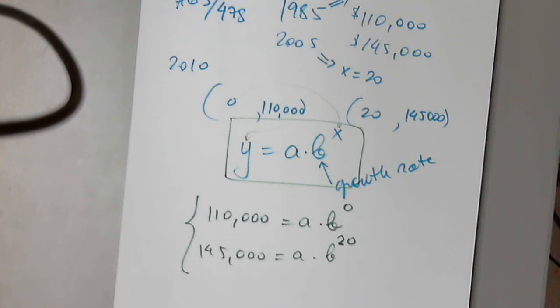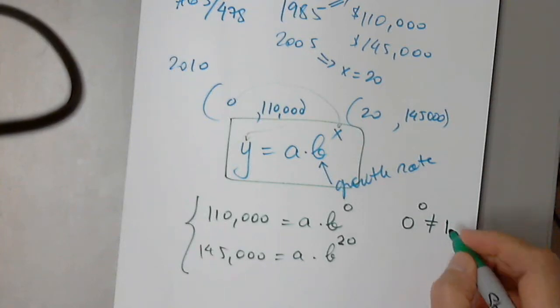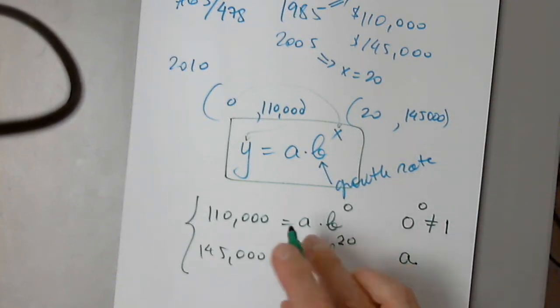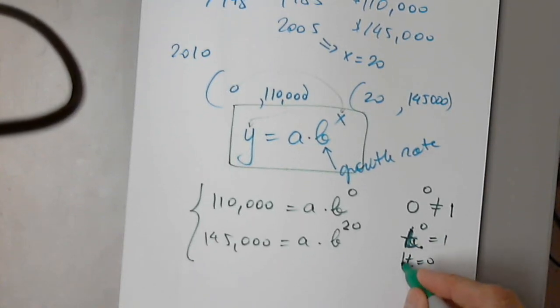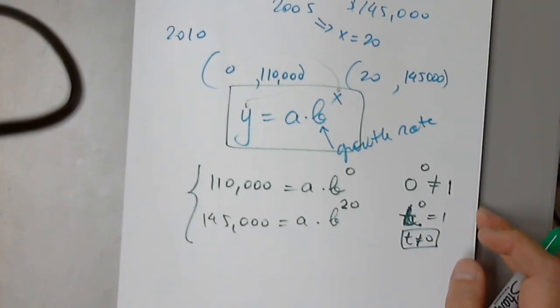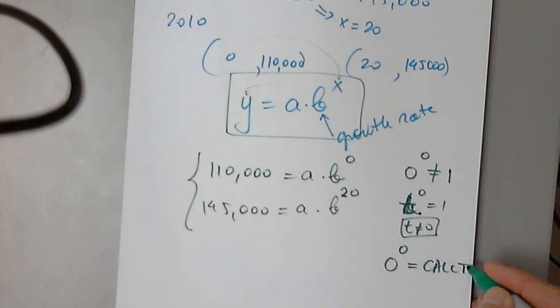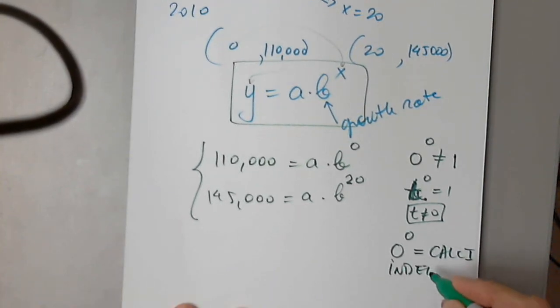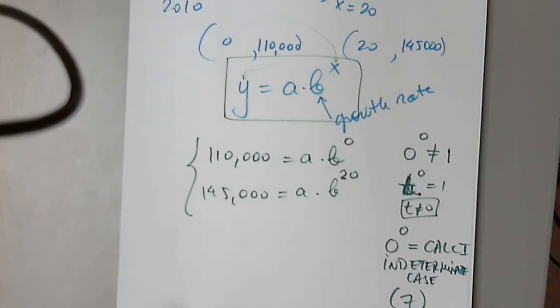Obviously, b to 0, b is a growth rate, so it cannot be 0. Remember, 0 raised to 0 is not 1. Maybe I shouldn't use a to confuse you. Let me say t. Any number raised to 0 is 1 except when t is 0. T cannot be 0. So what is going on with the 0 raised to 0? You have to wait till Calc 1. This is called an indeterminate case, not an undefined case. There are a total of 7 indeterminate cases, and this is one of them.